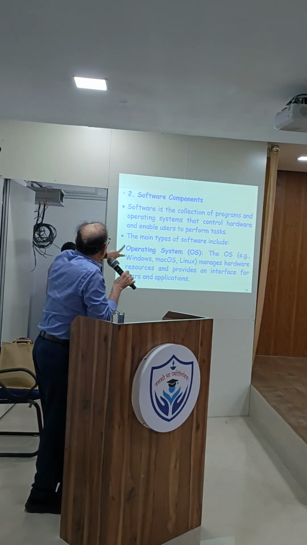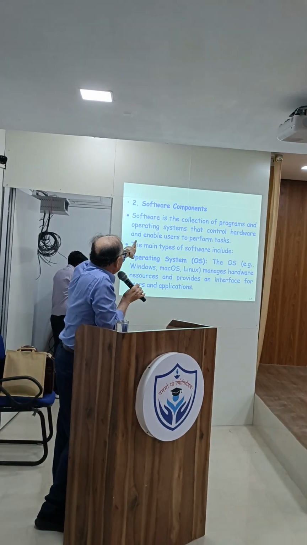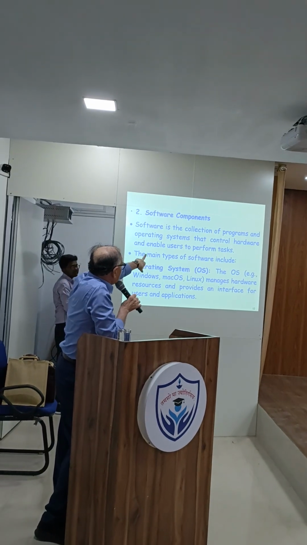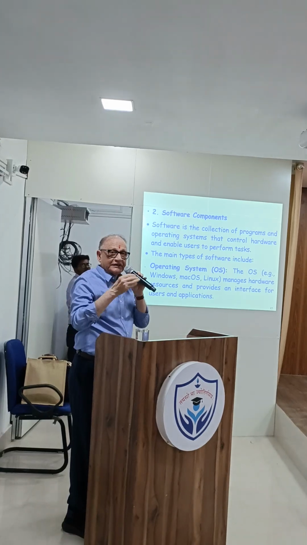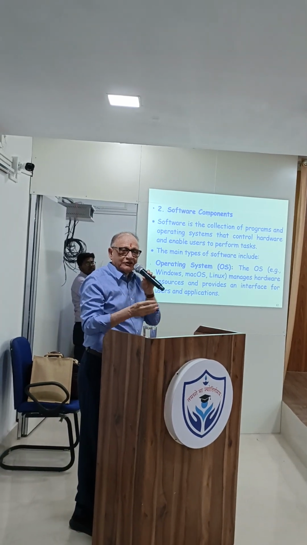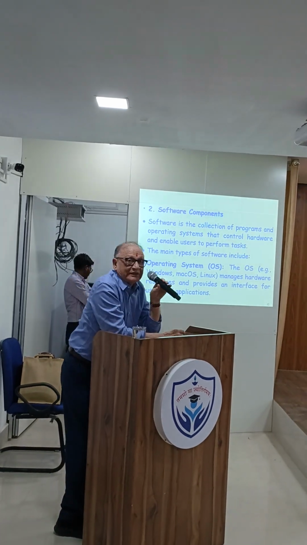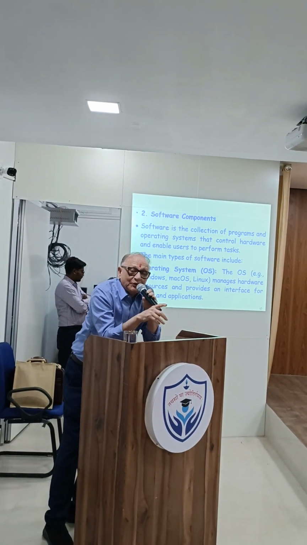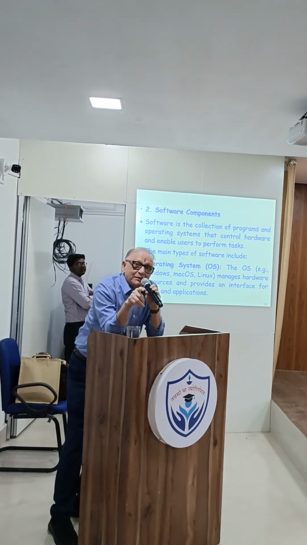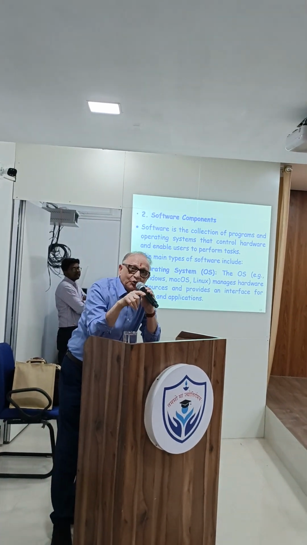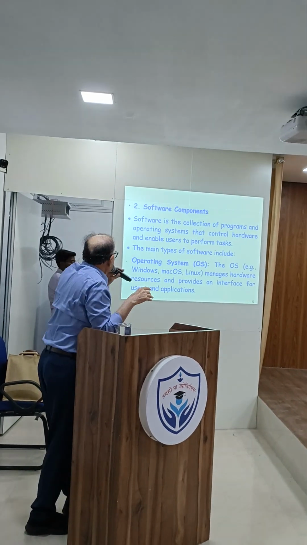Next one. Then software component. So these are very important parts. Software, as I said, is the collection of programs. What is a program? A set of instructions. What is the instruction? Meaningful. The machine code and operating system. Every computer has an operating system. Operating system is the manager of the computer who directs every process of your computer.